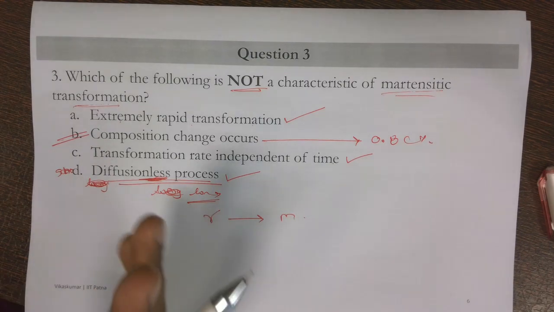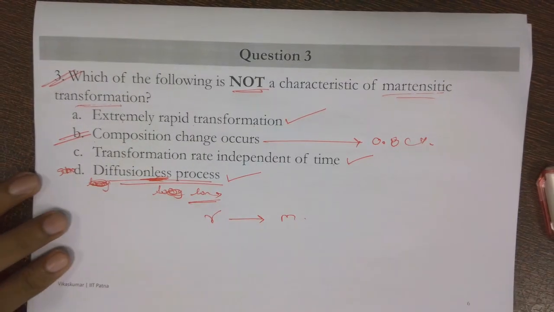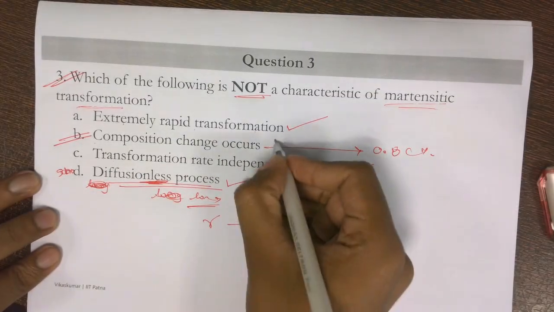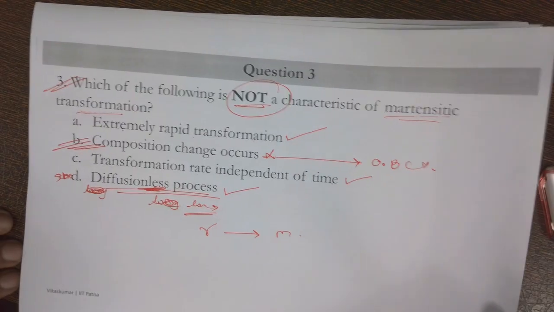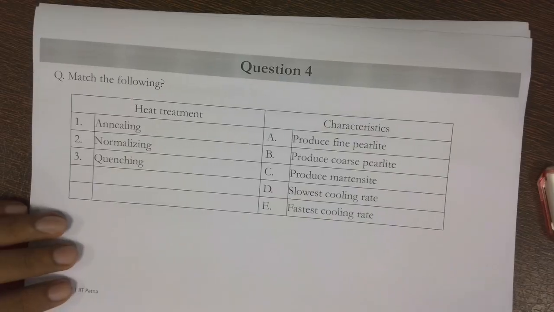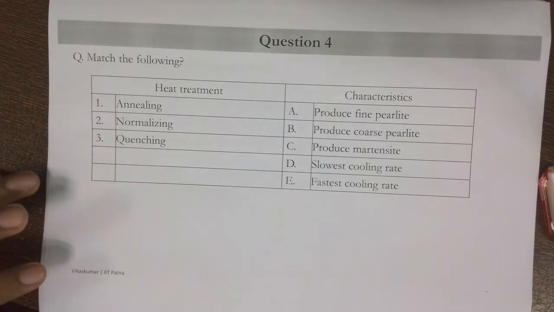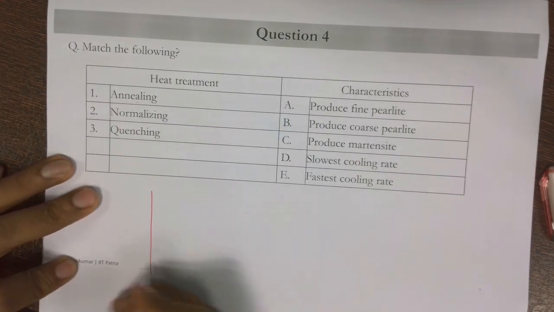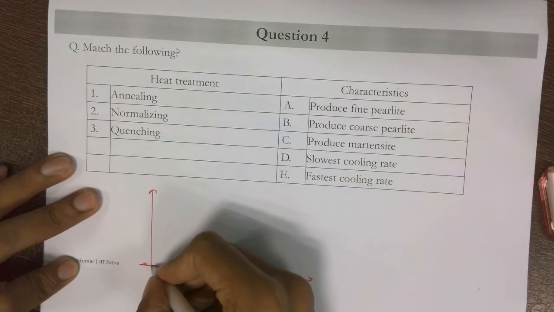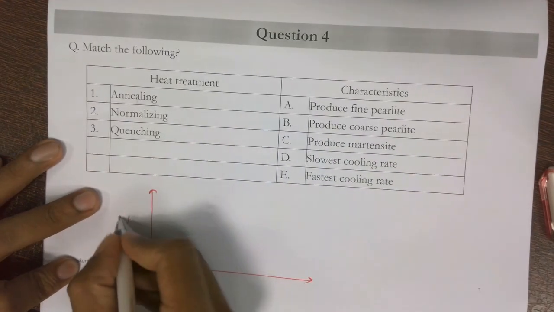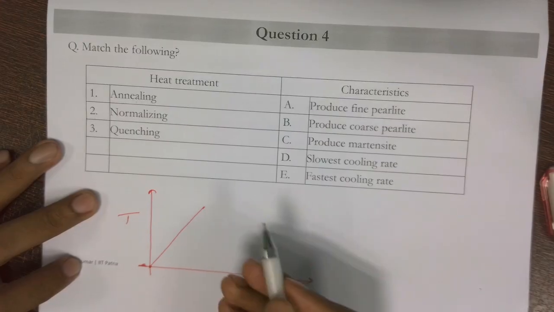We have 3 processes: annealing, normalizing, and quenching. Annealing we have discussed. Let's discuss it again. Heat treatment process: take your steel, whatever the composition, from room temperature to a temperature above the austenite. Then hold it, and now cooling. Cooling is very slow, this is annealing. Cooling a little faster is normalizing. Very fast is quenching.